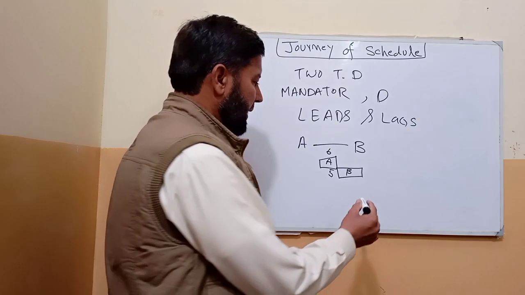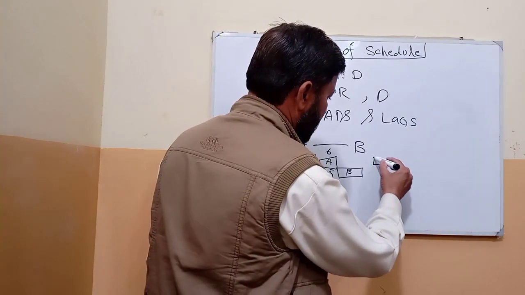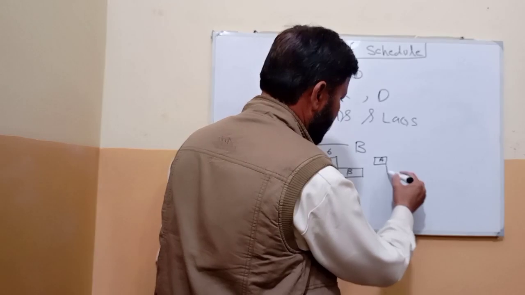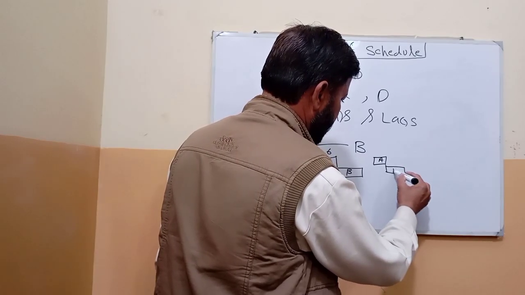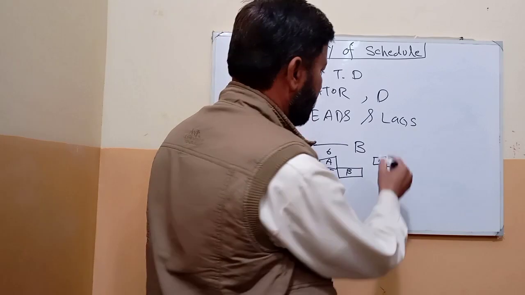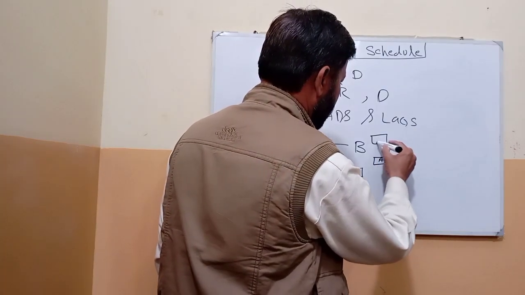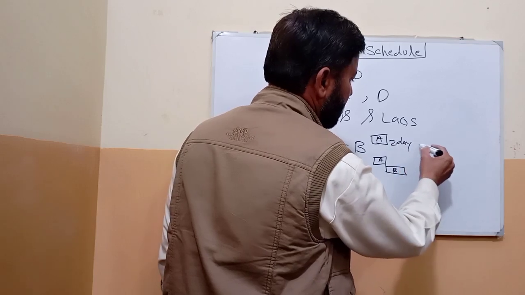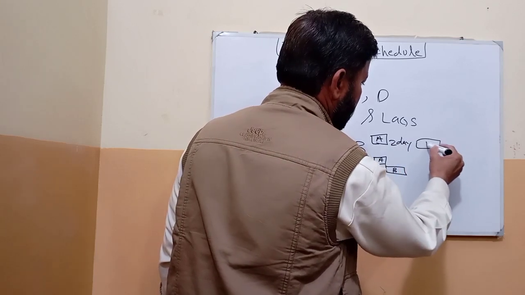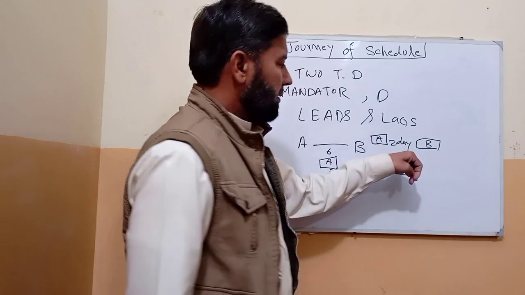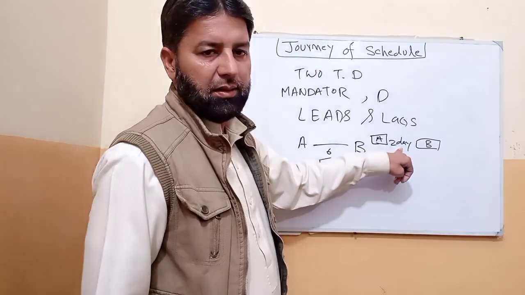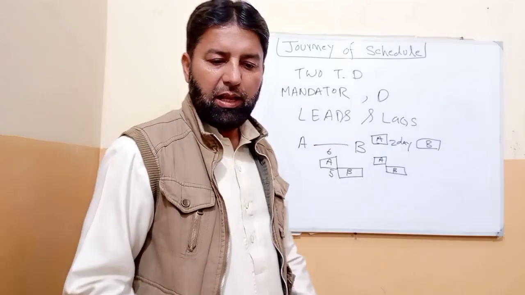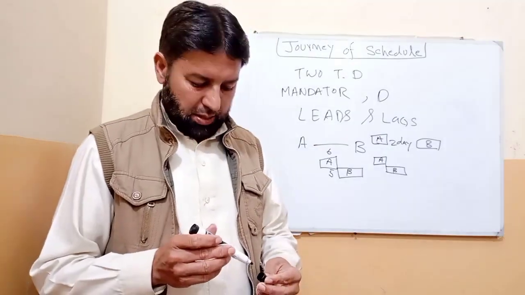And what happens in a lag? The plan was that activity A finishes and then activity B starts. But what happened? Activity A finished and after 2 days activity B started. The delay is called lag. These 2 days are a delay, and the delay is called lag.